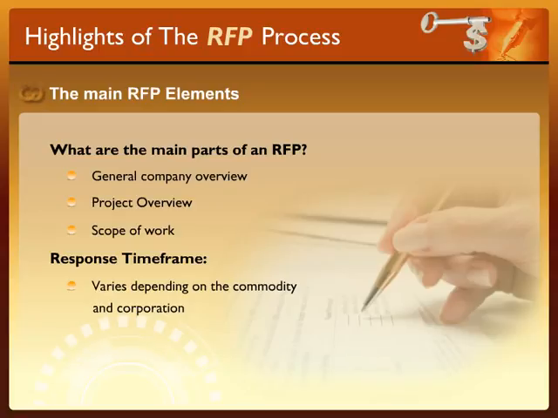The project overview describes the product line of the issuing company. Sometimes this section will also include a situational overview that outlines the market dynamics, challenges, and opportunities the issuing company sees for itself. The scope of work details what is expected from the responding business owner.